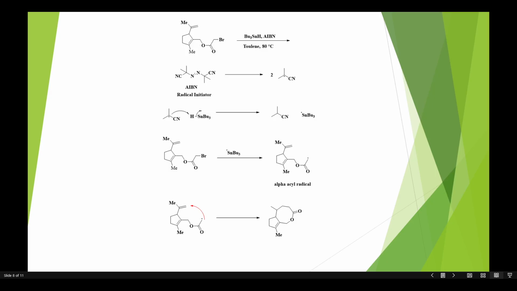How many members will you get? The number, whatever ring will form, the cyclic ring will form. The ring size is nothing but 1, 2, 3, 4. The carbons it will contain: 1, 2, 3, 4, 5, 6, 7, 8.